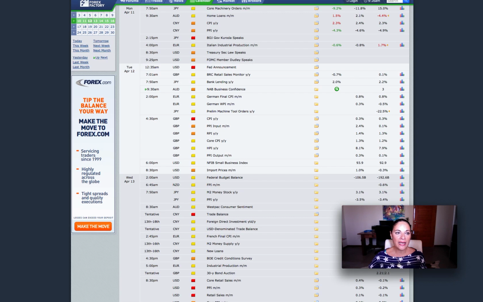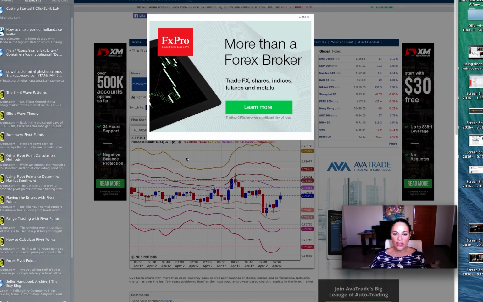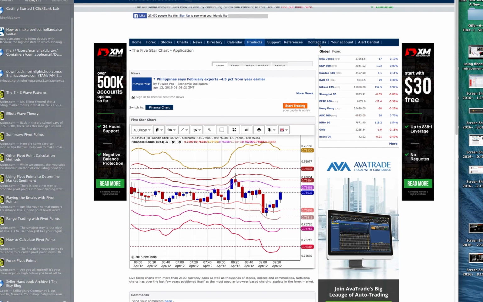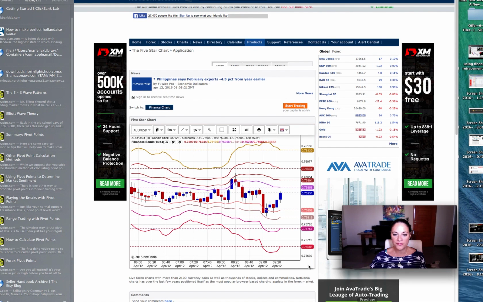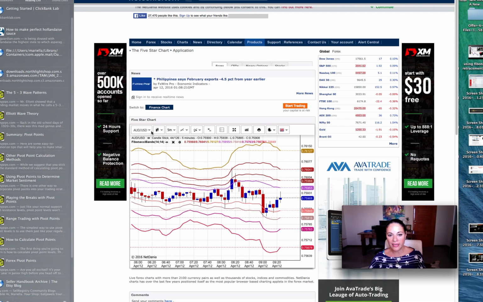So I have prepared the NetDania station. As you can see, I have prepared the Australian against the US dollar. You can see that the market has been very quiet because this was in the early hours. But now we start seeing some movement and volatility. I'm on a 5-minute chart, and the reason that I am taking a 5-minute chart is because I need to monitor exactly how the movement is going to be immediately after the news update.